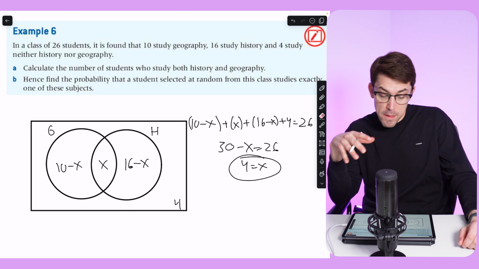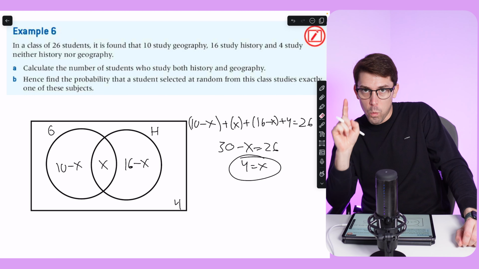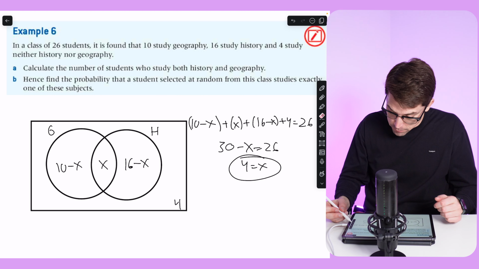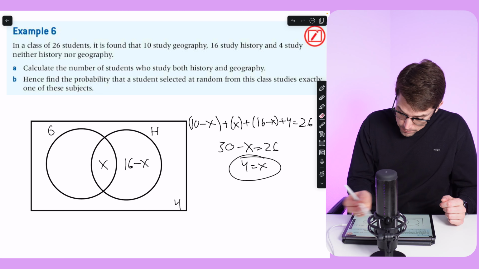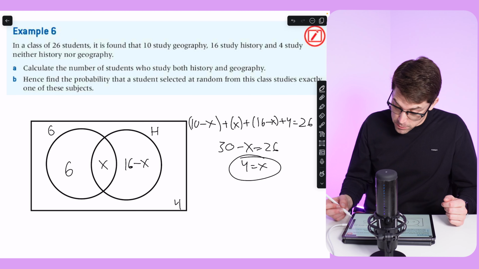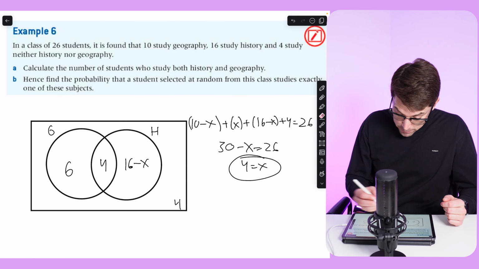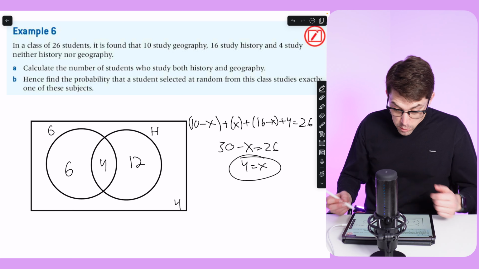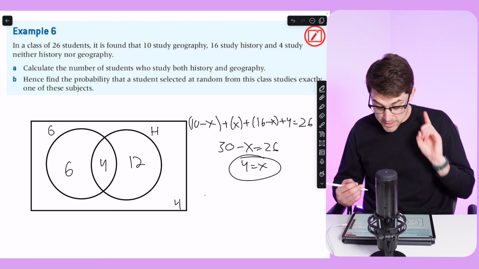Now what I want to do is find the probability that a student selected at random from the class studies exactly one of these subjects. So what might actually help is that if I know that x is equal to 4, well then what that means is that 10 minus 4 is going to be 6. That's the number of students that study geography and only geography. Then I have the 4 that study both. Then I have 16 minus 4 for history, which is going to give me 12.